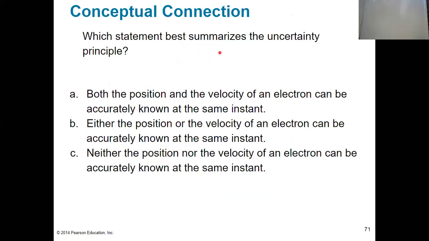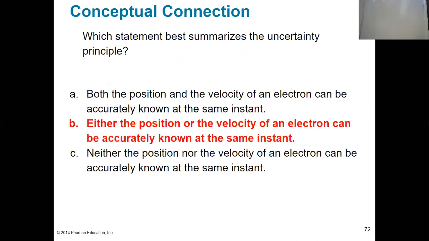So take a second and read through this. Which statement best summarizes the uncertainty principle? Pause this video and actually read this question and try it for yourself. Okay. But I mean, hopefully this answer is obvious. Either the position or the velocity of an electron can be accurately known at the same instant, but you cannot know both of those things. You can know one of those things.